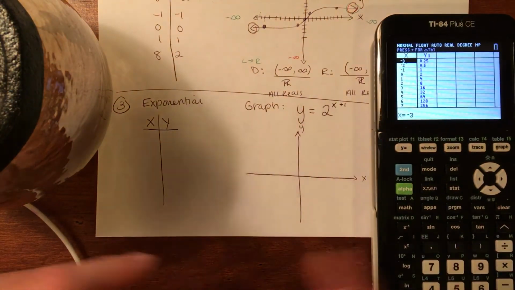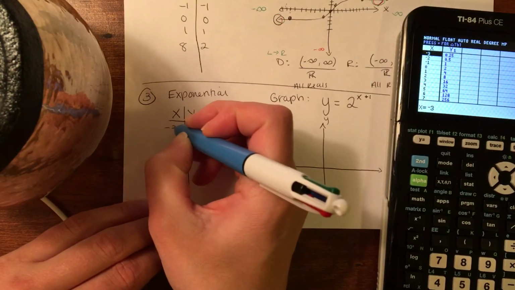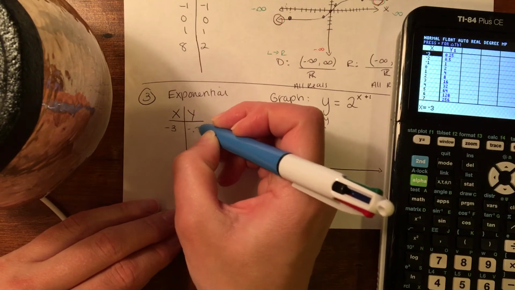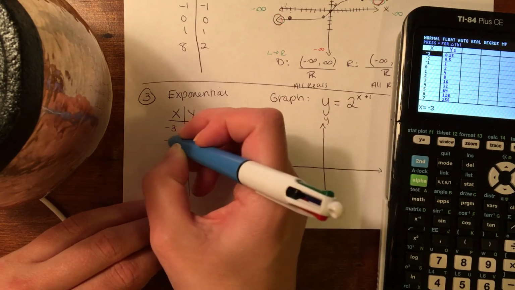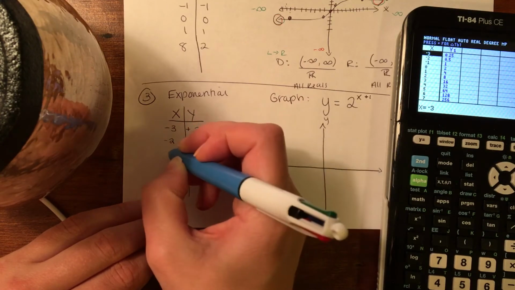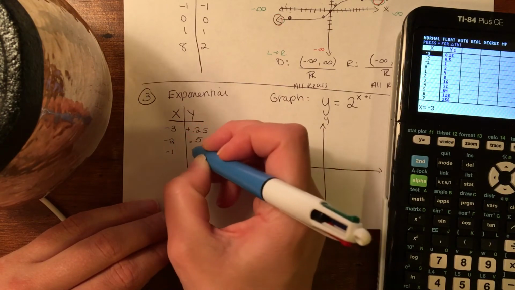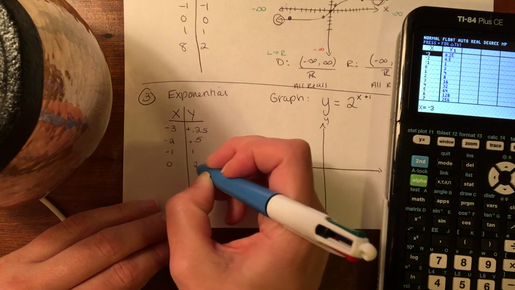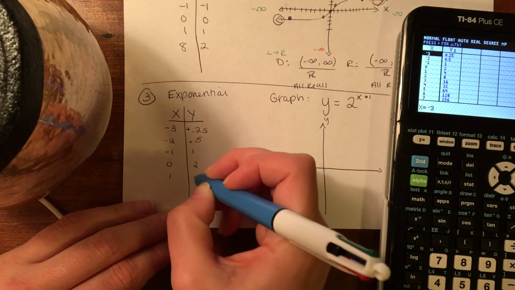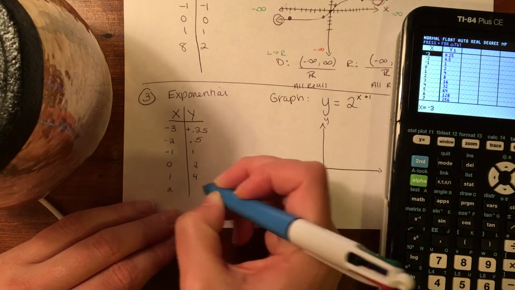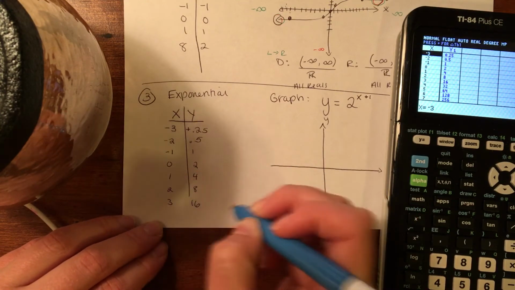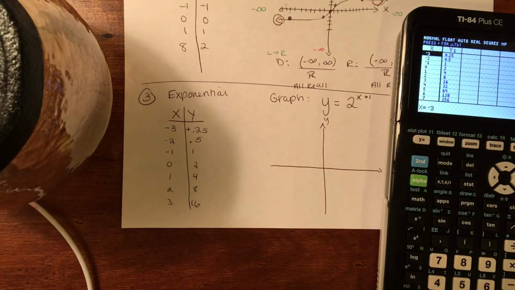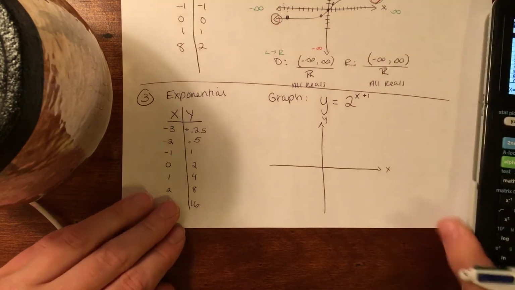So I'm going to collect those points of -3, -0.2, I'm sorry, that's positive. Oopsies, positive 0.25, -2, 0.5, -1, 1, 0, 2, 1, 4, 2, 8. You could do 3, 16, write it down. We probably won't get to that point, and I just want to show you guys quickly from a review.